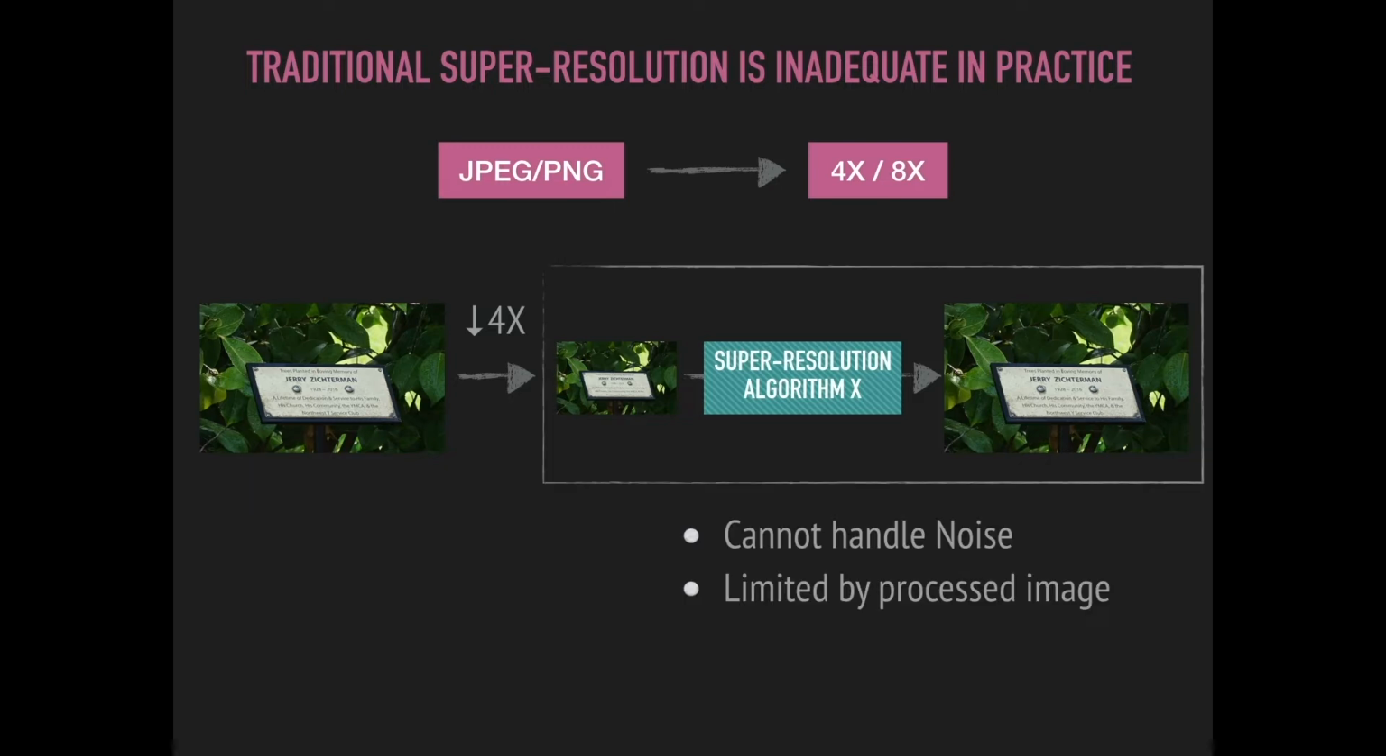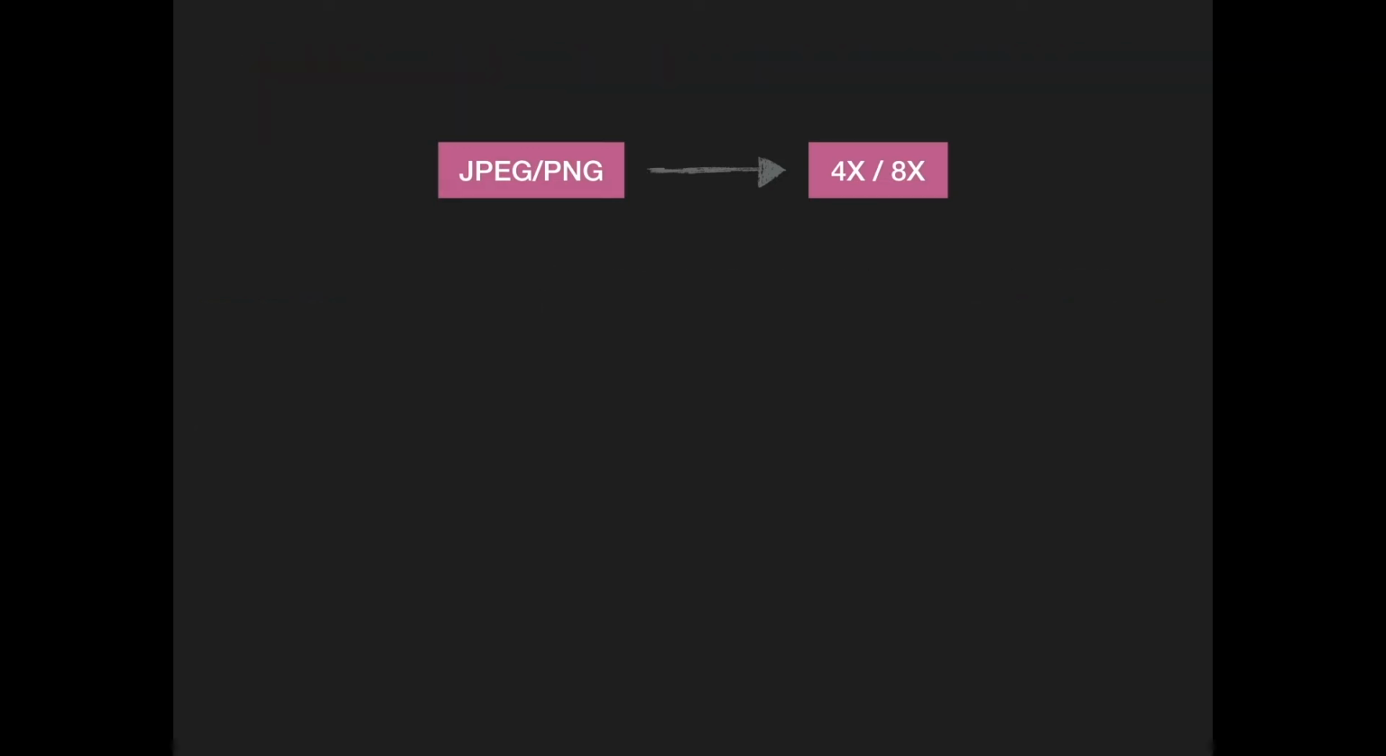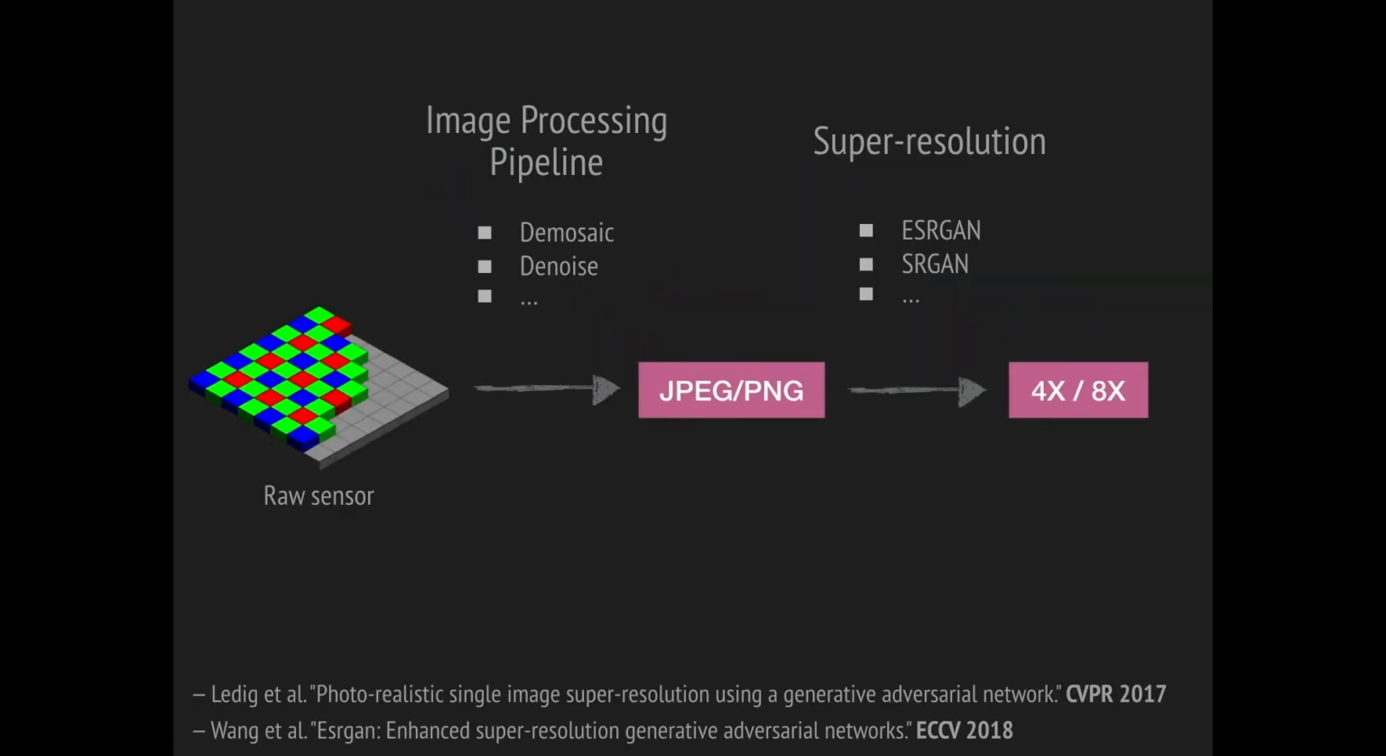This limits the model's capability to handle noise that is always present in real-world low-resolution images, and the learned models are limited by the input processed images that are often stored in 8-bit. Conventionally, images are processed from raw sensor data through an image processing pipeline that consists of a sequence of operations, including demosaicing and denoising. In this paper, we propose a super-resolution approach that leverages the full raw sensor data by training a machine learning model end-to-end using raw sensor data as input.